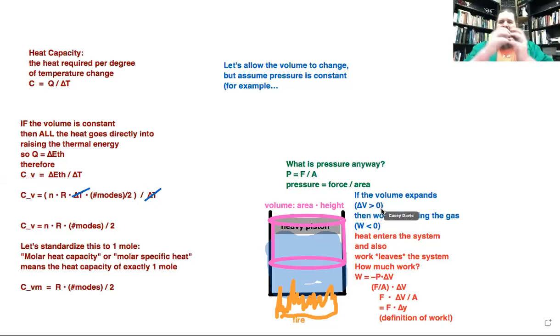Whereas if the volume is shrinking, like let's say you allow the gas to shrink, the piston is pushing down, the piston is doing work to the gas. So that would mean work is entering the system. So if volume is decreasing, then work is positive. So in general, work and delta volume will have opposite signs. And that's ultimately why we need the negative in the formula here. Work is negative pressure times delta volume. That guarantees that work and delta volume will have opposite signs. Any questions on that so far?